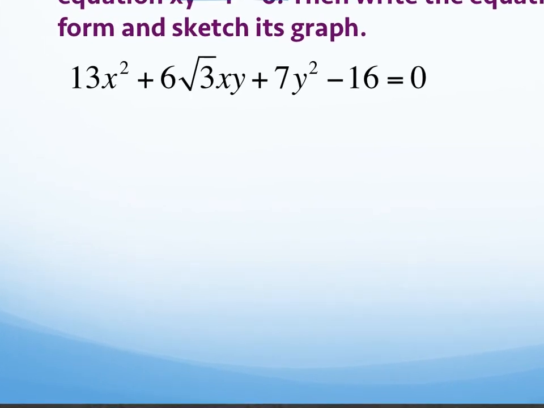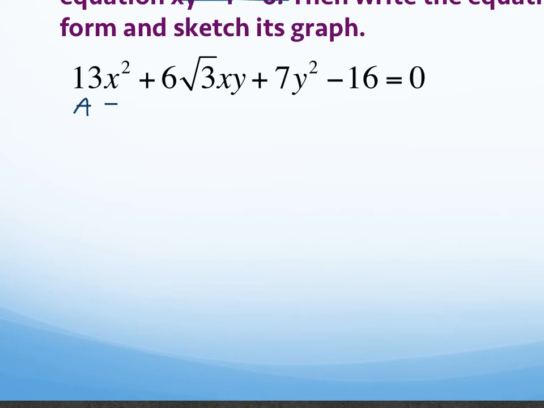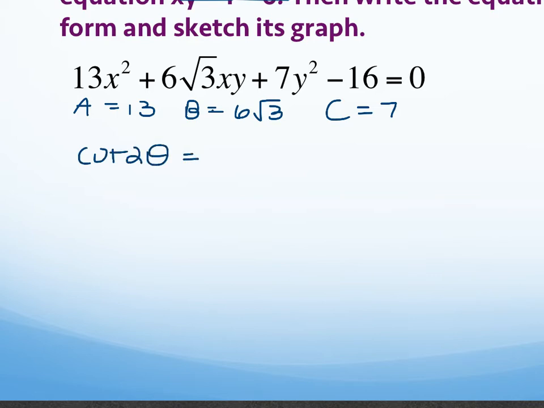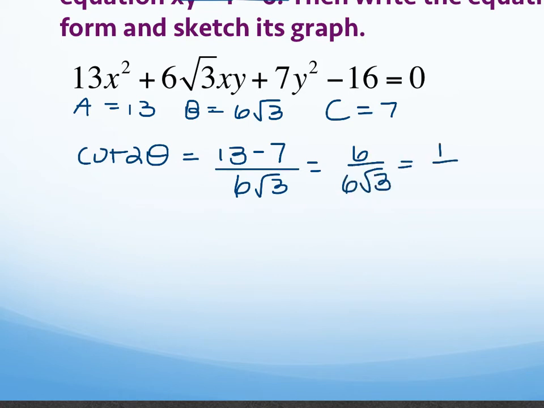So the very first step is identify A, B, and C. What's A? 13. What's B? 6 root 3. What's C? 7. So cotangent 2 theta equals A minus C over B. 13 minus 7 over 6 root 3, which is 6 over 6 root 3, or 1 over root 3. Now before you go rationalizing that, remember we flip it to get to tangent. So this is really saying the tangent of 2 theta is the reciprocal of that, which is root 3.